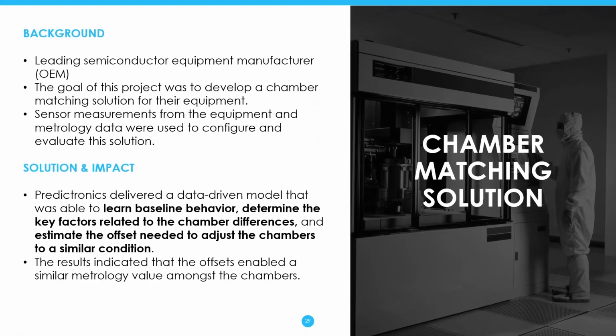In this example, we were working with an equipment OEM to co-develop this chamber matching solution. The solution finds departures from the baseline or golden chamber, identifies the contributing variables, and then relates that difference back to the chambers. And then we can use a regression model and optimization routine to determine what offsets are needed such that the chamber can be adjusted and then more closely match the golden chamber. Again, this was a very challenging project, but we actually have pretty good success with this in mind.